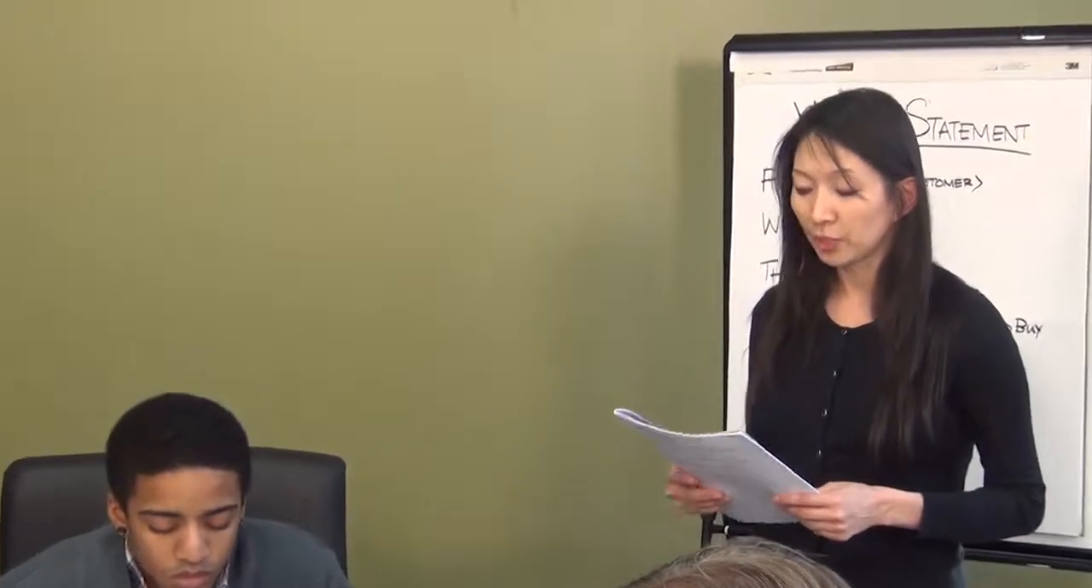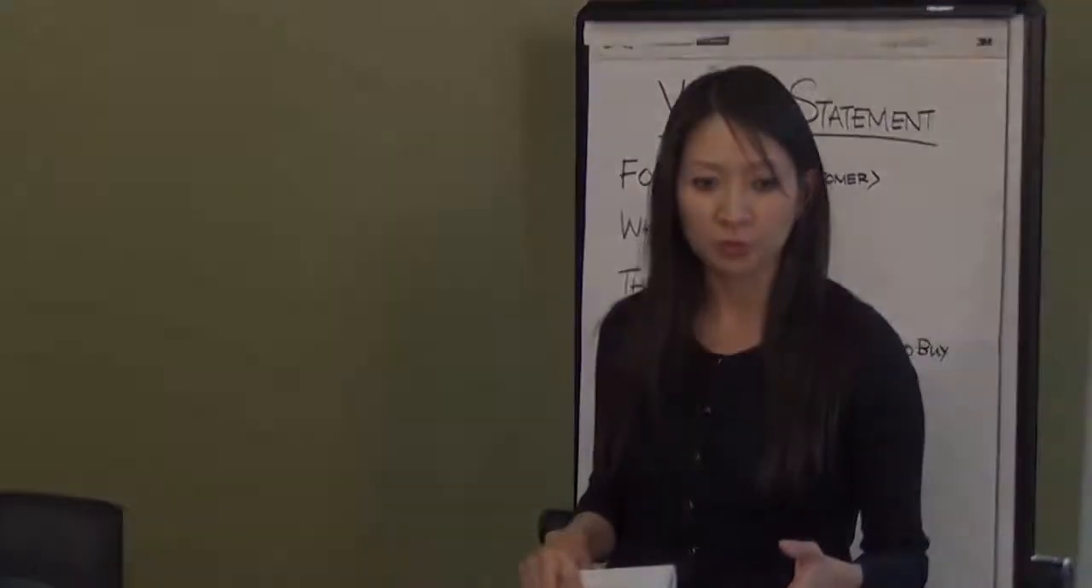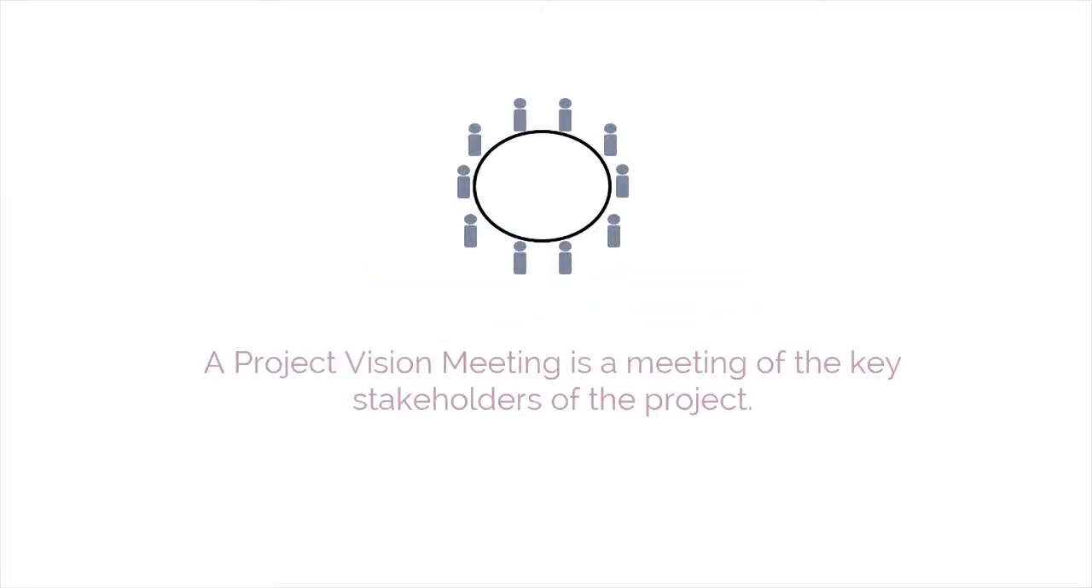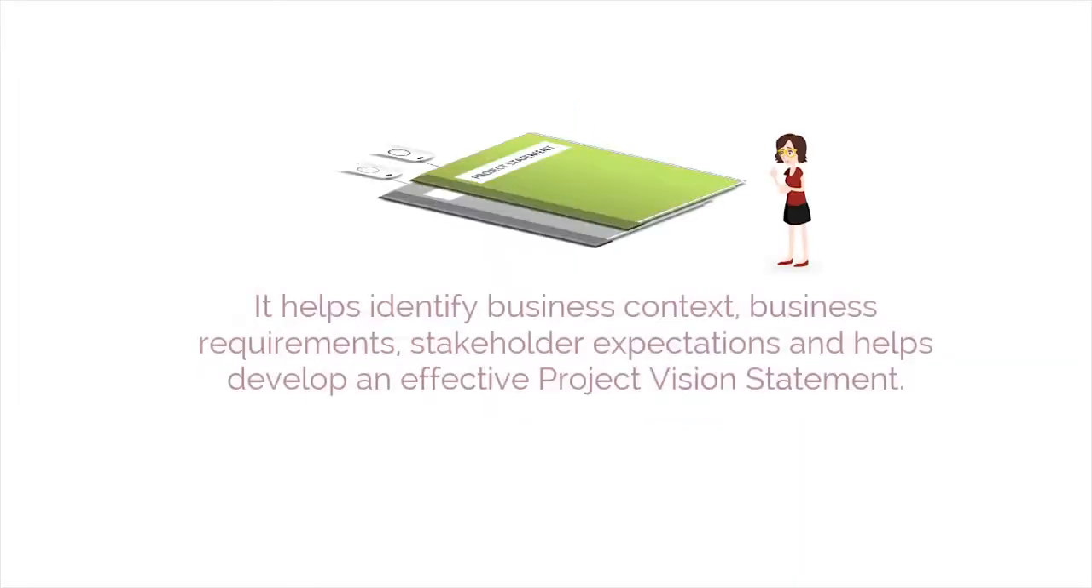All right, now in this regard, a representative from VM Foods, so let's pretend that's me, has approached the team, and they would like to have a website created to prepare their online delivery order and make payments, all right, for customers. This is a meeting involving the key stakeholders of the project. This meeting helps identify the business context, business requirements, stakeholder expectations, and help develop an effective project vision statement.